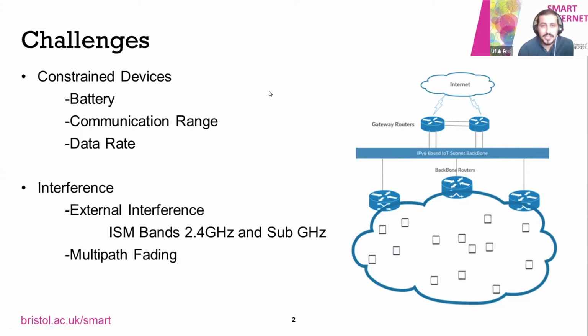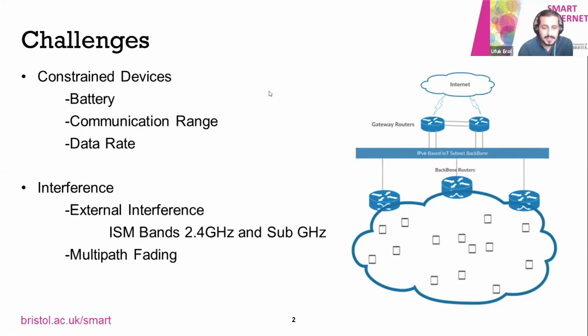The other challenge is interference. External interference: since we use 2.4 gigahertz and sub-gigahertz ISM bands, they are prone to interference by other technologies. So it is crucial to eliminate that external interference in the network.